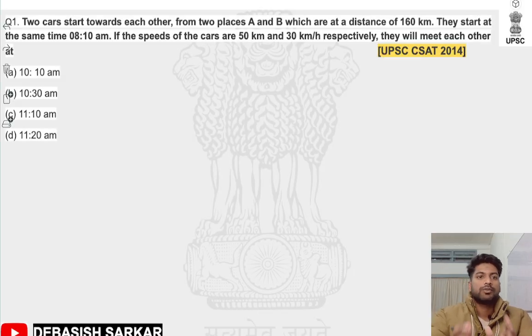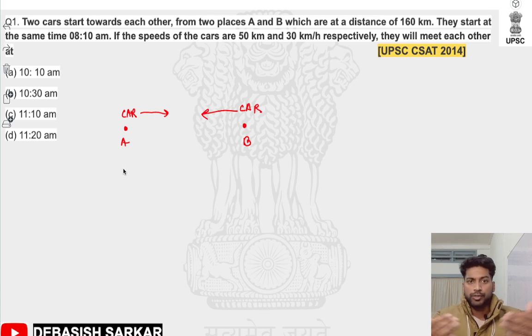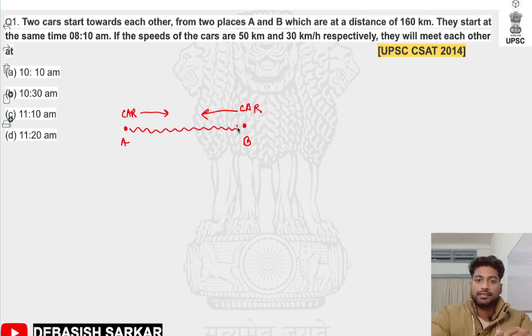First question: two cars start towards each other from two places A and B, which are at a distance of 160 kilometer. Now see, this is your A point and this is your B point, and there are two cars. This car is coming this side and that car is also coming this side, towards each other, and the distance between them is 160 kilometer.